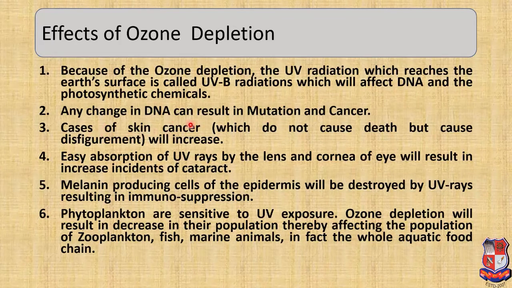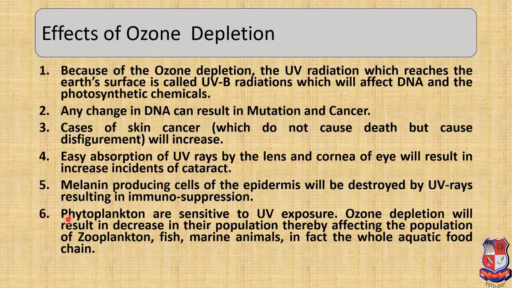Then next, cases of skin cancer which do not cause death but cause disfigurement will increase. Then fourth, easy absorption of these UV rays by the lens or the cornea of the eye will result in increased incidence of cataract. Then fifth, melanin producing cells of the epidermis will be destroyed by UV rays, resulting in immunosuppression. This is a very well known effect; immunosuppression means it will decrease your immunity power.